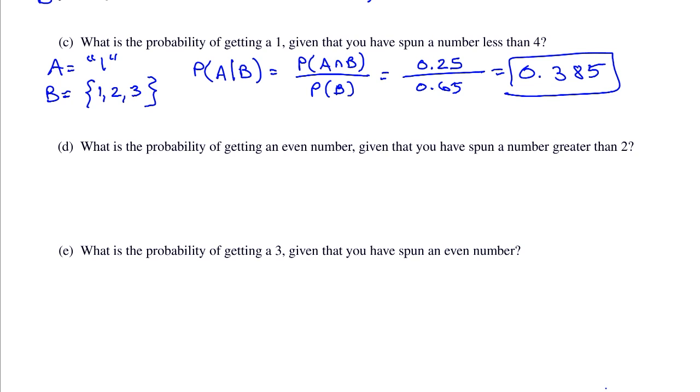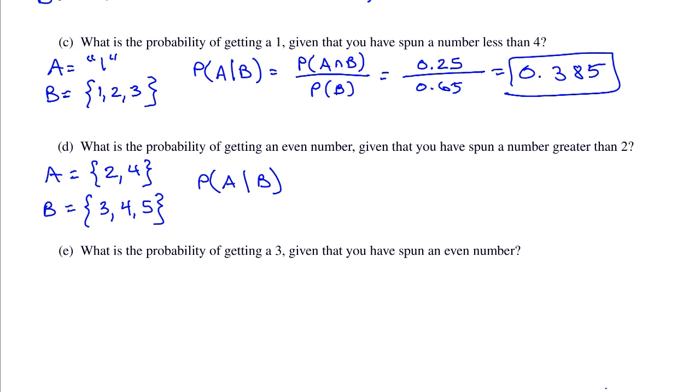D, what is the probability of getting an even number given that you have spun a number greater than 2? So written as a set, an even number here would be 2 or 4. B, given that you've spun a number greater than 2, so greater than 2 would be 3, 4, and 5. So the probability of A given B is the probability of A intersect B over the probability of B.